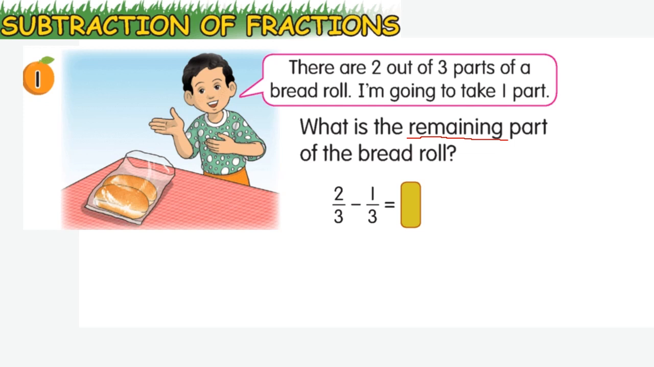So the number sentence for this question is 2 over 3 minus 1 over 3. Then look at the denominator. It is the same, right? So if the denominator is the same, what you have to do is just subtract the numerators at the top. So 2 minus 1 is 1, and the denominator will remain unchanged. So your answer is 1 over 3.